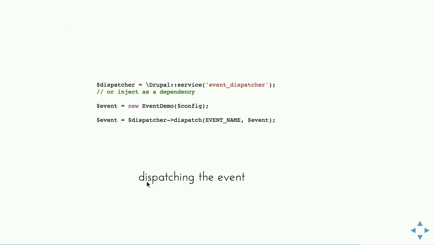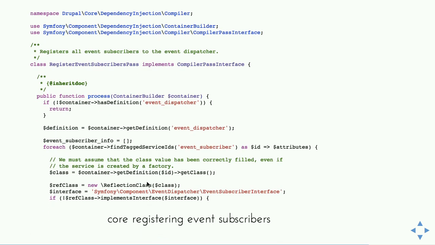And then this is how you would dispatch the event. You would get the dispatcher object from your service container. You would create the event, and then you would dispatch it. This is how core is registering event subscribers.